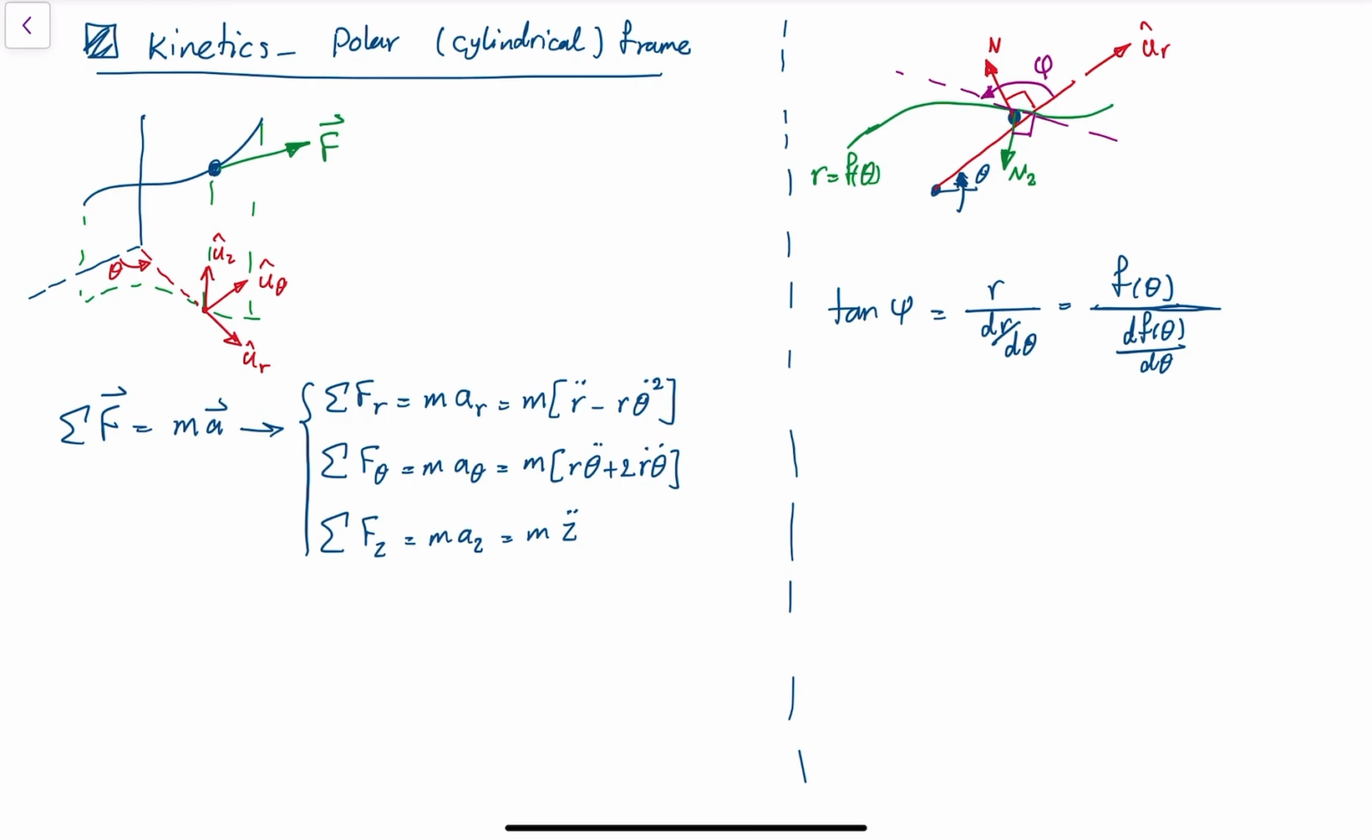So I think I'll stop here. Now we know how to resolve the equations of motion in rectangular, in normal tangential, and in cylindrical frames. There is just a tiny bit left. I'll cover that in the next video about system of particles. So one more video and we should be good to go.